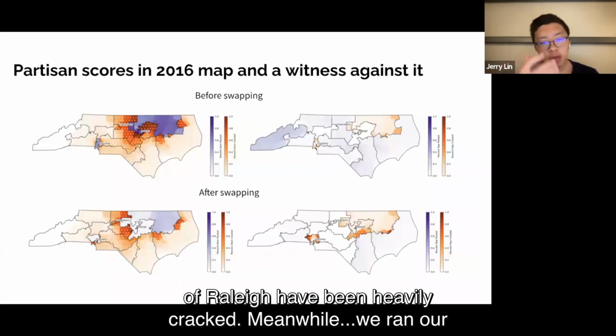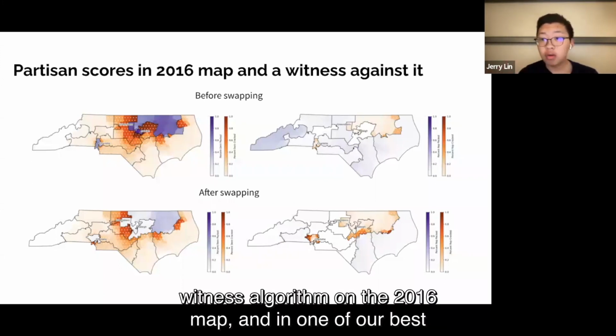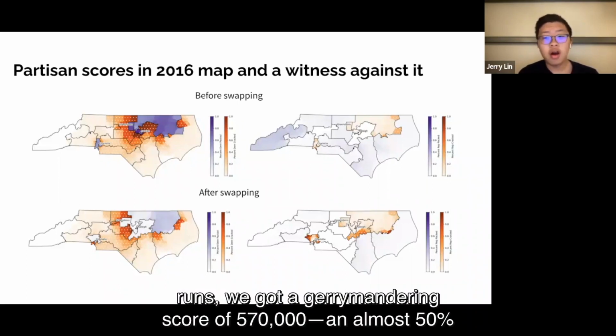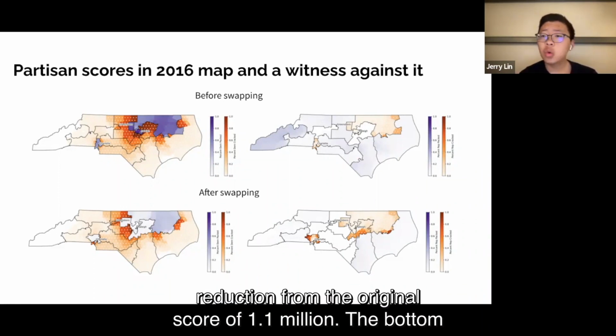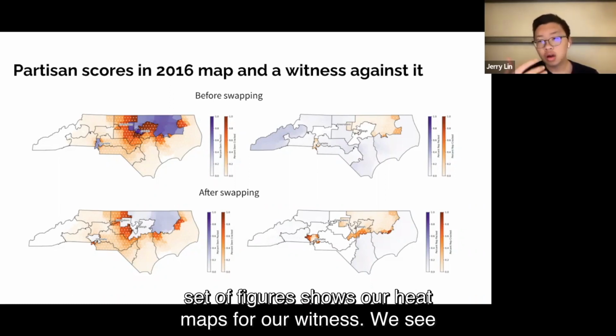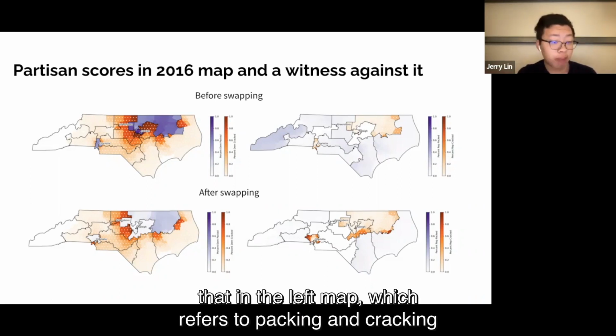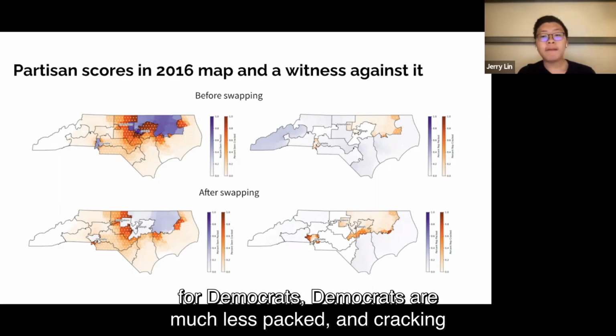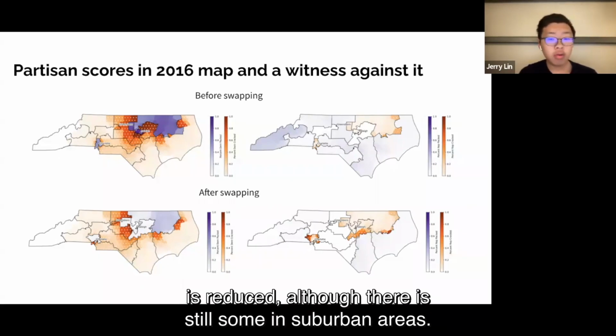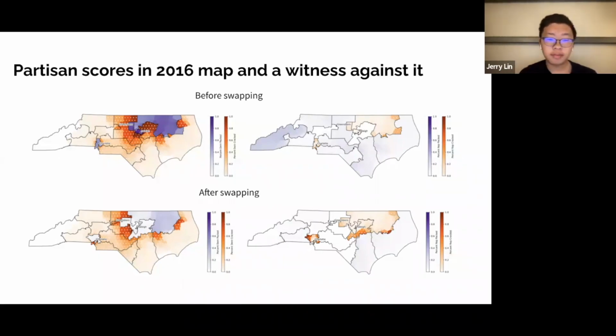Meanwhile, we ran our witness algorithm on the 2016 map, and in one of our best runs, we got a gerrymandering score of 570,000, an almost 50% reduction from the original score of 1.1 million. The bottom set of figures shows our heat maps for our witness. We see that in the left map, which refers to packing and cracking for Democrats, Democrats are much less packed and cracking is reduced, although there is still some in suburban areas.